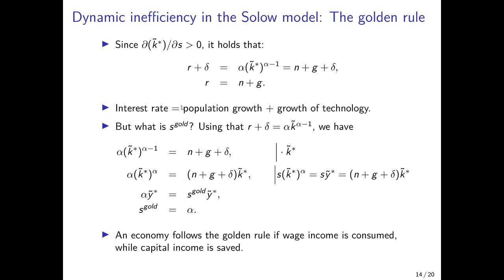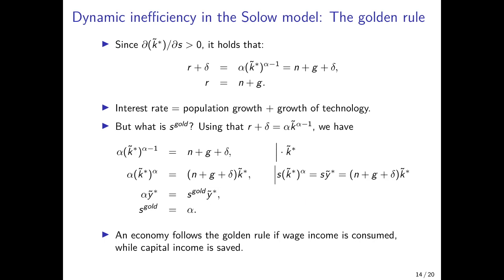But what is the golden rule saving rate as such? That we cannot yet say directly from this equation. So what we do is we plug back in for the gross interest rate, the marginal product of capital. So we are in the first expression again. Then we multiply both sides by capital per unit of effective labor at the steady state. So we have here that the exponent minus 1 drops out. And here we have the right-hand side multiplied by K tilde star.